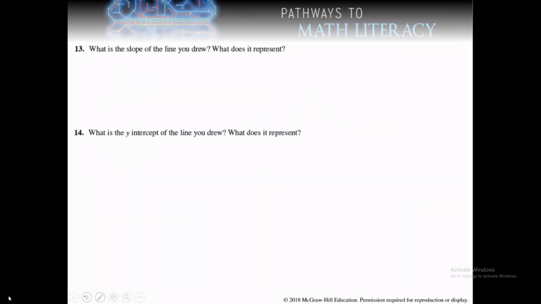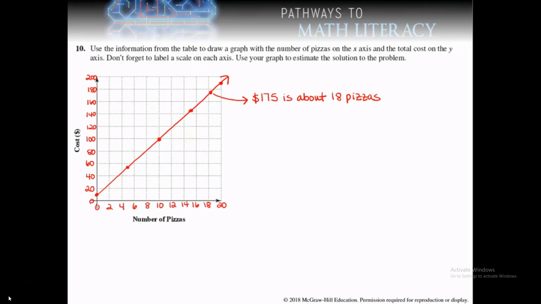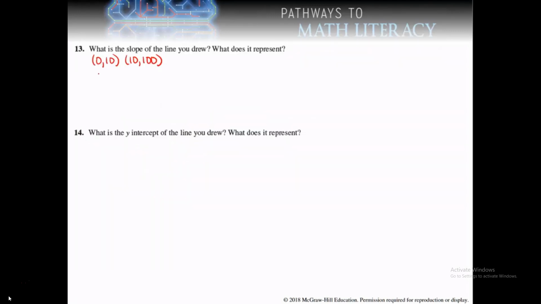In 13, what is the slope of the line you drew? Well, let's pick a couple of points. We could pick (0, 10) and (10, 100). So we'll subtract the y values, 100 minus 10, and divide that by the difference in the x values, 10 minus 0. That gives us 90 over 10, which is 9. And that's the same slope we had before. That's still $9 per pizza, which makes sense.